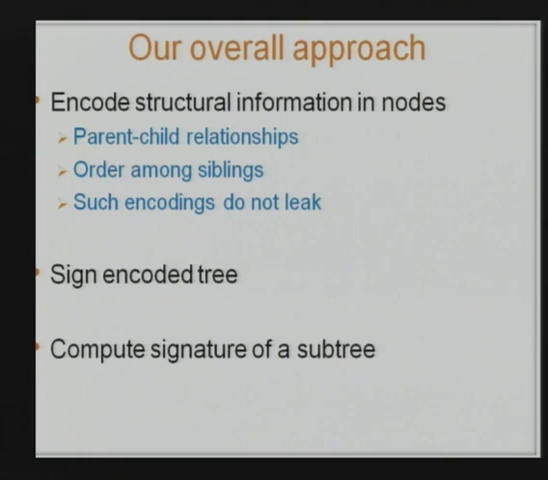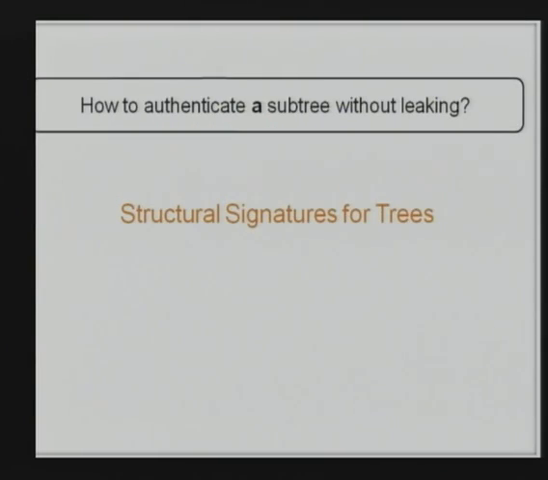Our overall approach is different from the Merkle hash technique. In the Merkle hash technique, when we compute the hash, we essentially encode the ordering or structural relationships between the nodes in the tree in the computation of the hash. We do not want to do that. What we want is to encode the structural information in the nodes and then create the hashes and sign them. The first solution will solve the problem for a single subtree, and later we will go into a solution for multiple subtrees.